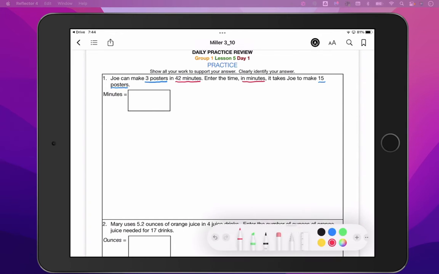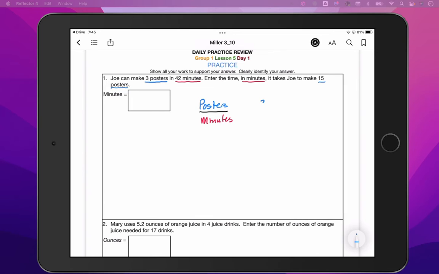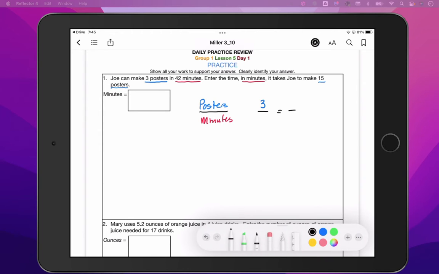different colors. And so setting up my proportion, what I would have is I would have posters in the numerator, and I would have minutes in the denominator. So posters is going to be 3 posters. And I'll go ahead and do my proportion here in black so that it's ready to go. And 42 minutes. So again, I just match my labels basically, and we're good to go.